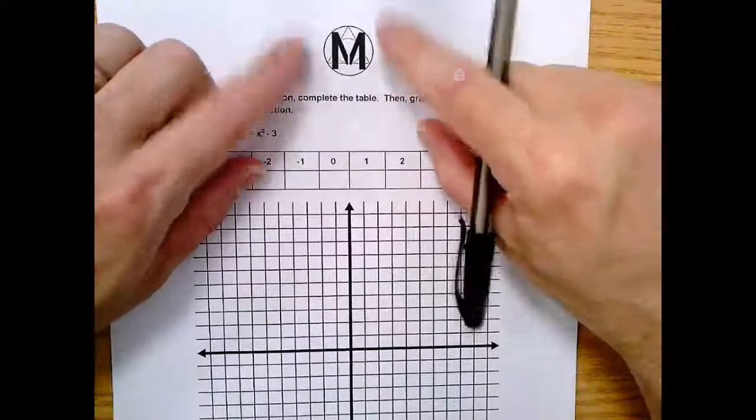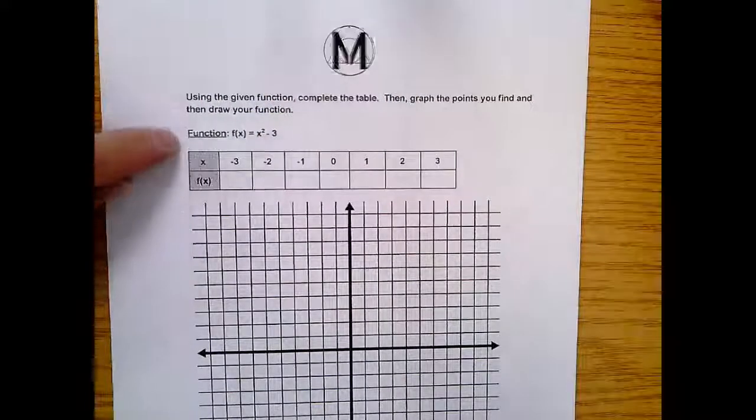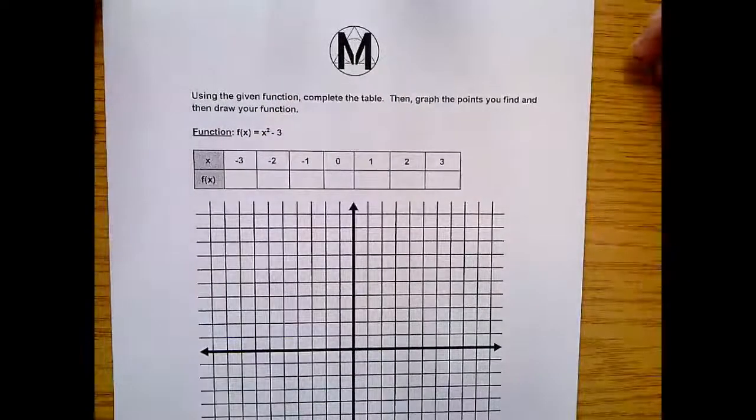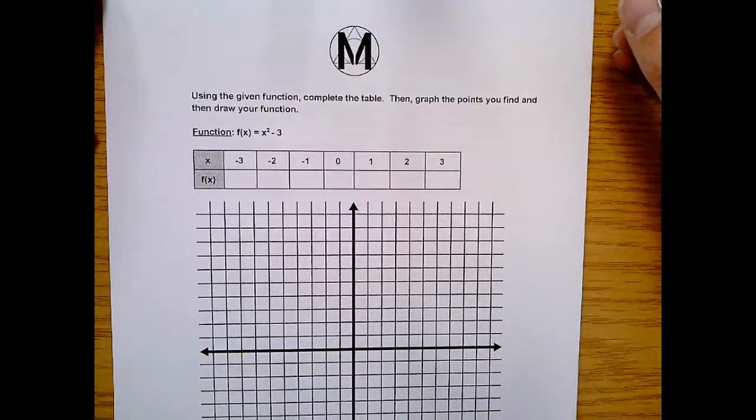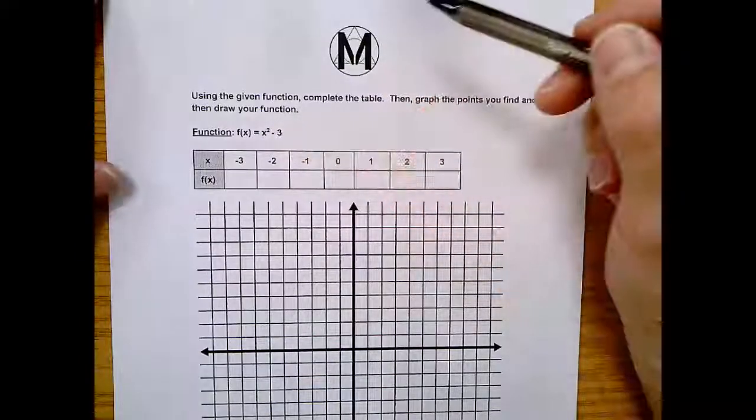Let's do some Mathity-Math. It says here, using the given function, complete the table. There's the function, there's the table. Then graph the points you find and then draw your function. All right, so looking here, our function is f of x equals x squared minus 3.